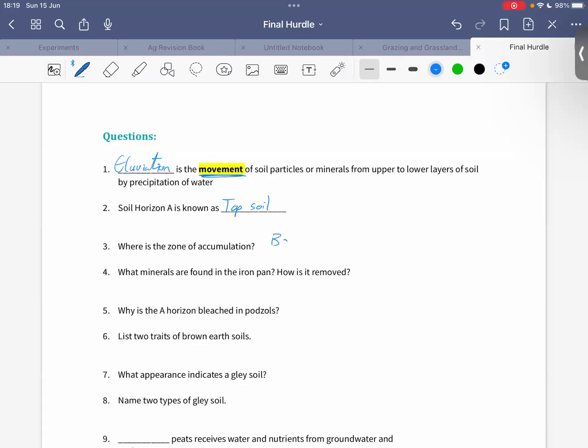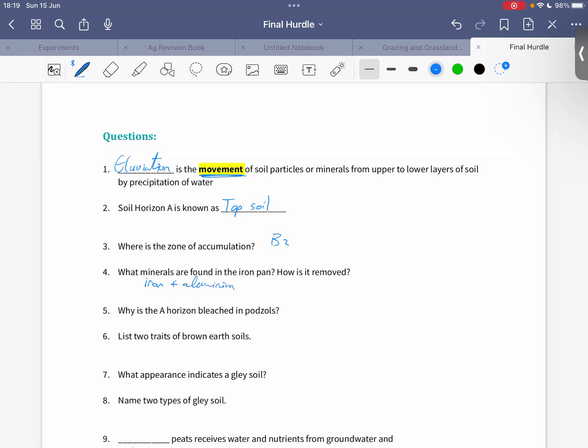Donica is straight in with the B2, but Donica is going for the H1 tomorrow. What minerals are found in the iron pan? What are the 2 minerals found in our iron pan? How do we remove it? Mary is in with our iron and aluminium.